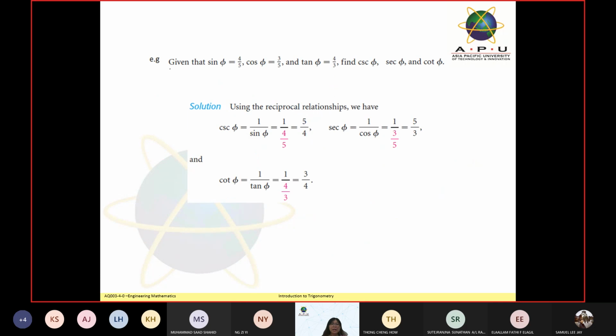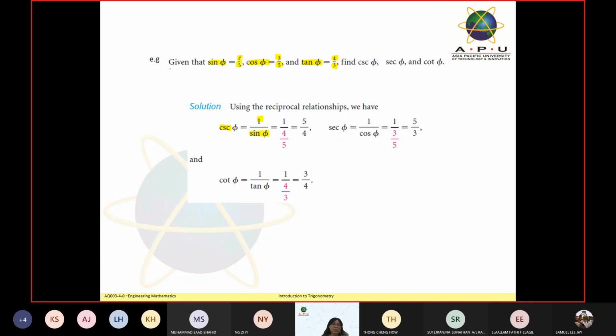It's basic. Okay, now let's move on to the next problem. Given that the sine is 4 over 5, cos is 3 over 5, and tangent is 4 over 3, you are asked to find the cosecant, secant, and cotangent. For cosecant, as I said just now, cosecant is 1 over sine.